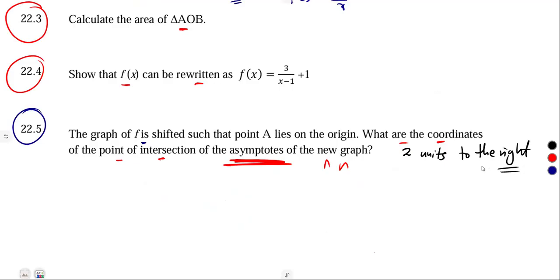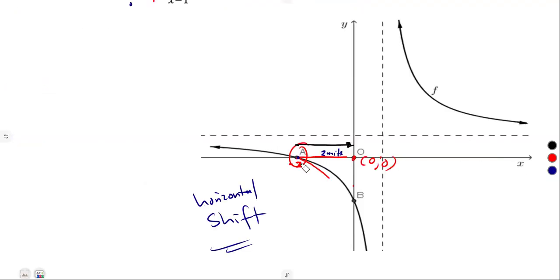X is the one that is shifting to the right, so the shift in x is 2. From the point A, which was negative 2, 0, to shift it to the right, you simply add a 2 on that. It was minus 2 plus 2, which is 0. The y value is not affected.